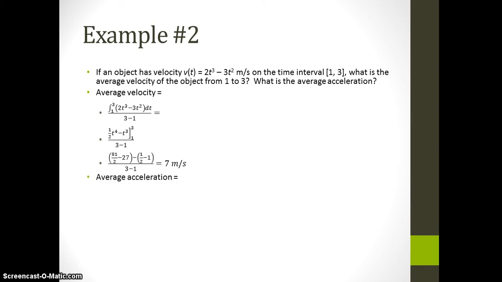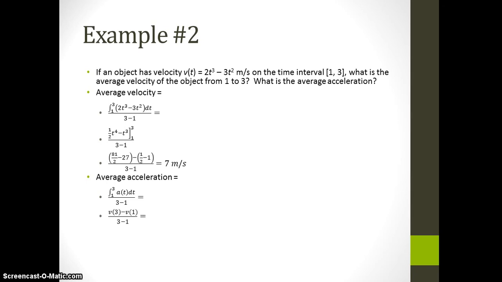The second question asks us for average acceleration, which is a different question, but very similar. We're going to apply our average value function to a of t dt. When we do that, we get the integral from 1 to 3 of a of t dt divided by 3 minus 1. We could go through and find our acceleration function and then integrate it again, or we could realize that when we integrate acceleration, we get velocity.